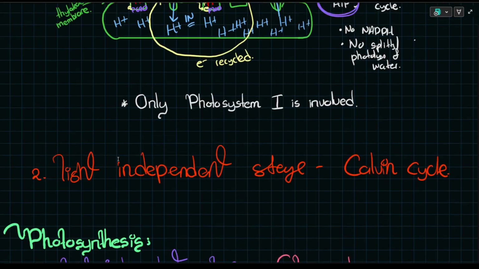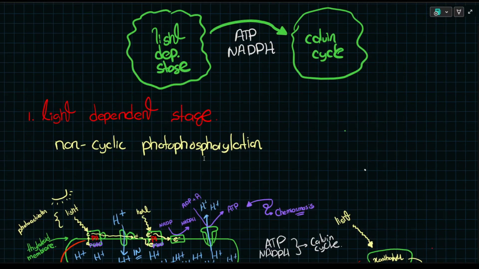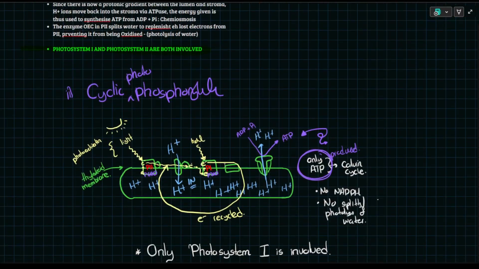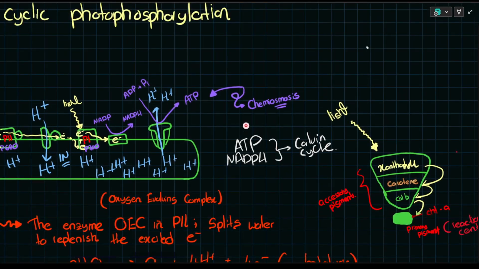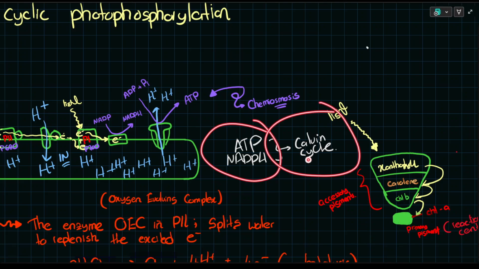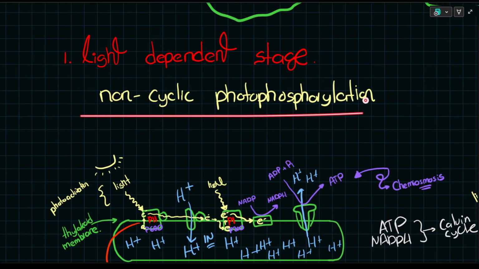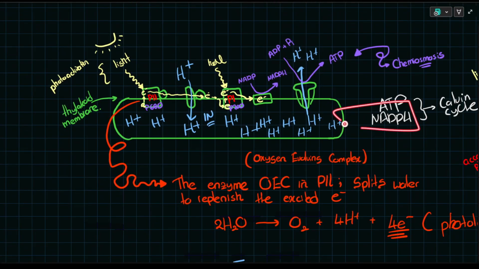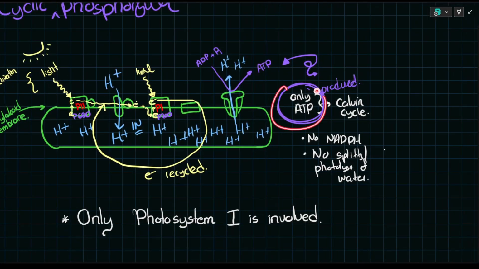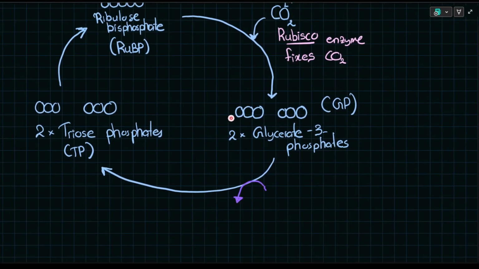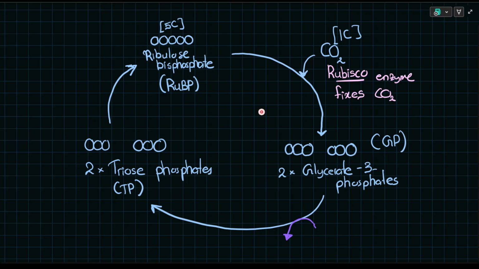Now if we recall from our previous non-cyclic and cyclic photophosphorylations, ATP is carried on to the Calvin cycle. In the case of non-cyclic photophosphorylation, ATP and NADPH are carried on to the Calvin cycle. In the case of cyclic photophosphorylation, only ATP is carried on. So here we have ATP being carried on to this particular cycle. That's a fact.